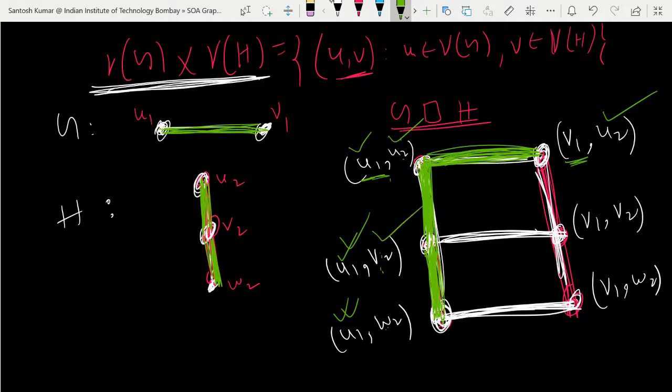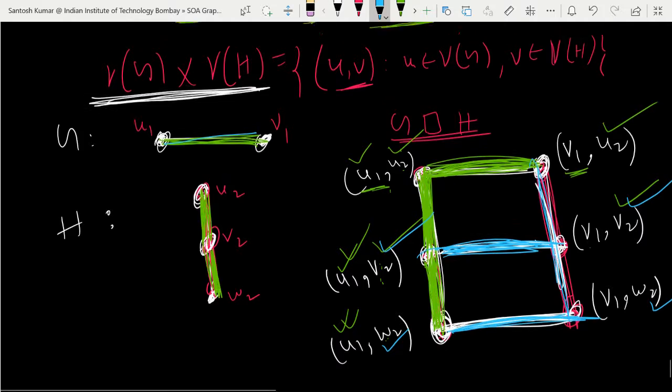Again the same thing here, v2 v2. Okay, so v2 and v2, so u1 v1 is an edge in G. Again you can see w2 w2, so u1 v1 is an edge in G. Okay, so this is a Cartesian product graph.